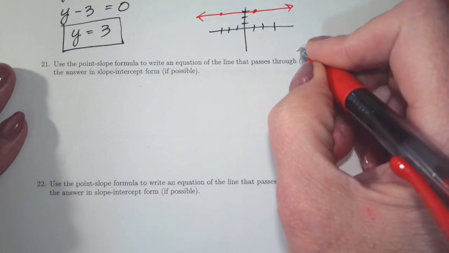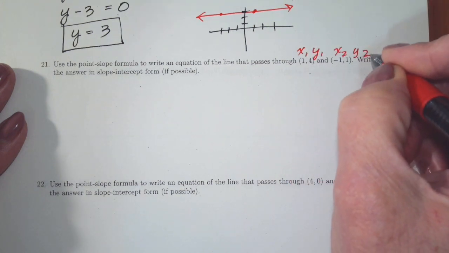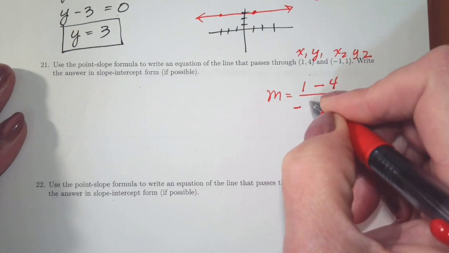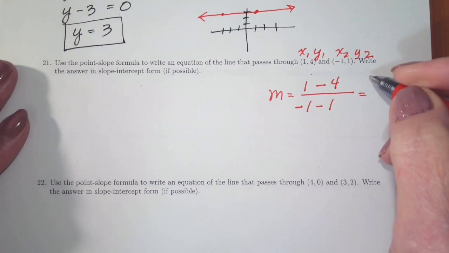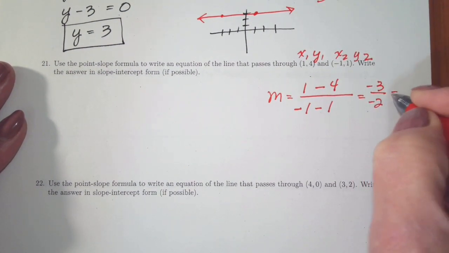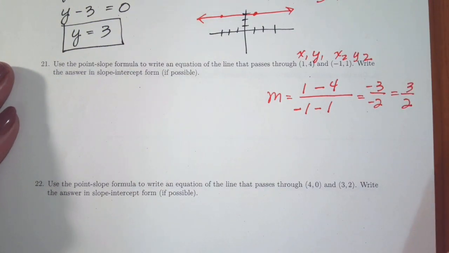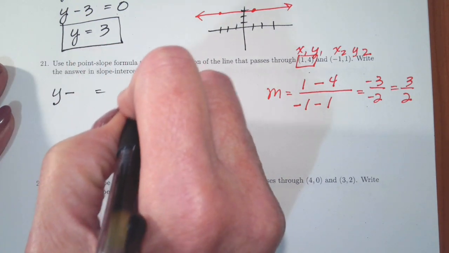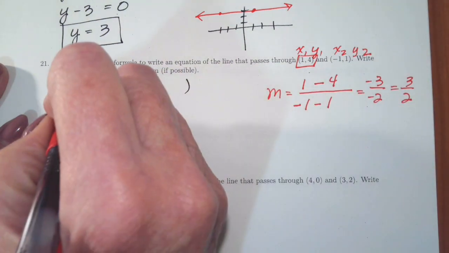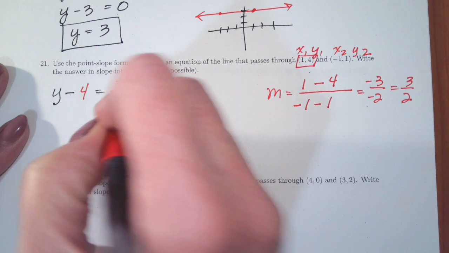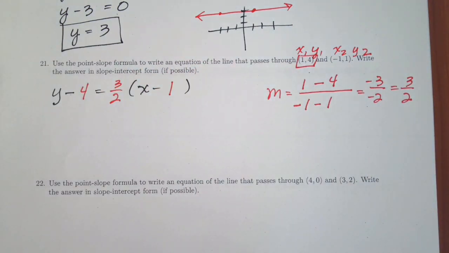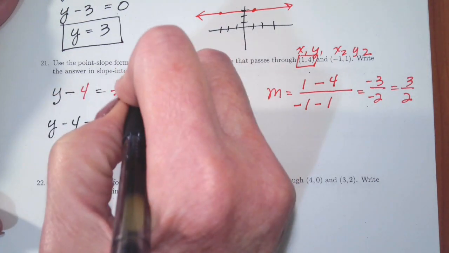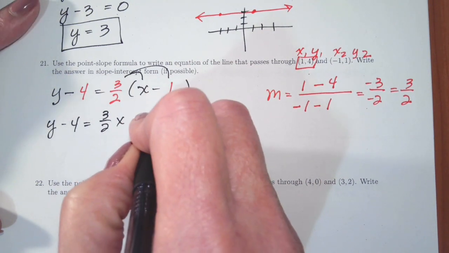Okay, same thing. x1, y1, x2, y2. So my slope is going to be y2 minus y1 over x2 minus x1. Which gives me negative 3 over negative 2, which is just 3 halves. And again, I'll pick this point just because they're positive, but you will get the same thing. I know my y1 is 4, my slope is 3 halves, and my x1 is 1. Okie doke, so this gives me y minus 4 equals 3 halves x minus 3 halves.